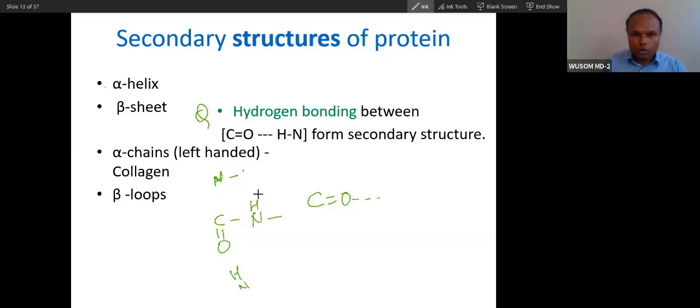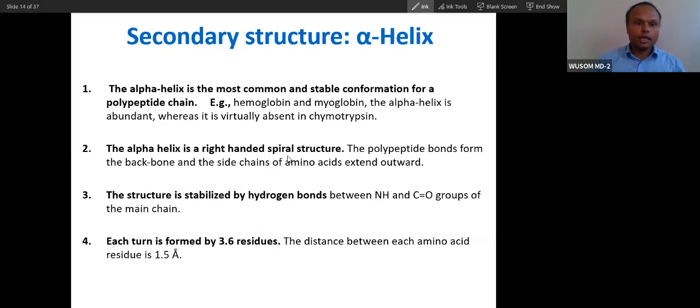So I will show you how it forms this bond between the carbonyl oxygen and the hydrogen of the amine group. It is not actually a bond, it is like an electrostatic attraction, between negative charge and positive charge. You can see alpha helix is the most common, and the most stable, more stable than beta sheet.